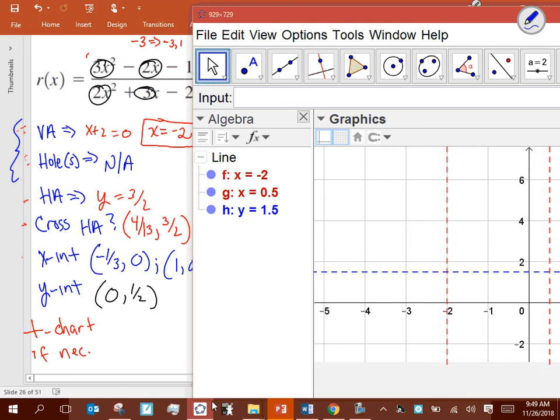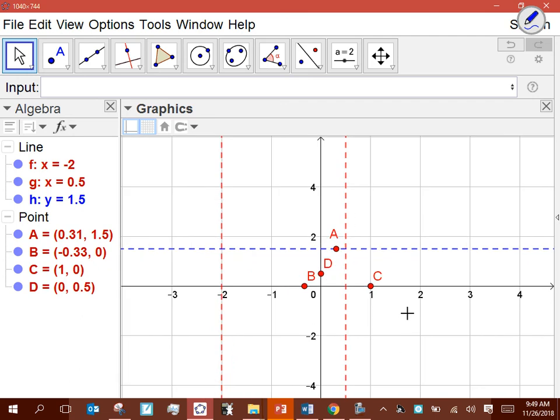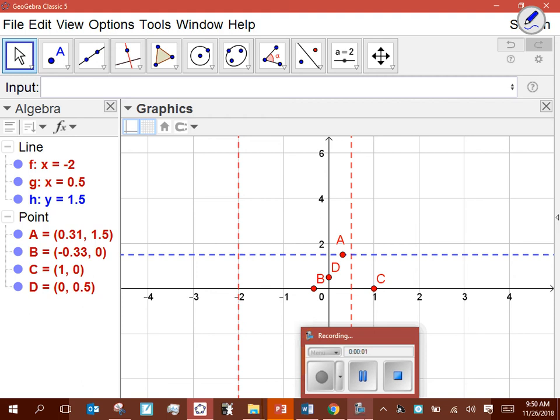All right, so I'm going to put in the point 4/13, comma 3/2. That's where I cross my horizontal asymptote, here at A. I'm going to put in my x-intercepts of negative 1/3, comma 0, and 1, comma 0. I'm going to plug in my y-intercept of 0, 1/2. Now we're going to talk about what should happen when we start filling in our graph. Hopefully we understand the concept that our horizontal asymptote tells us about behaviors. We've got the algebraic work to show us how many times we cross our horizontal asymptote. We only cross it 1 time, right?